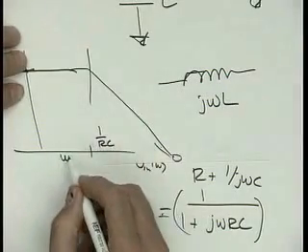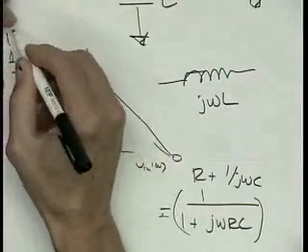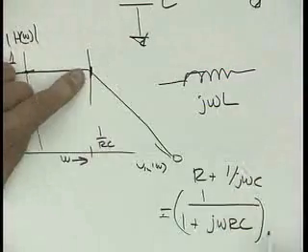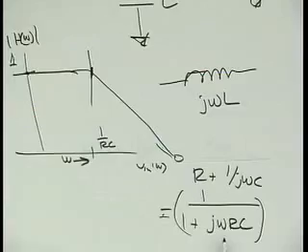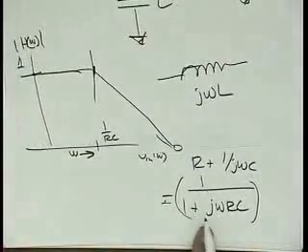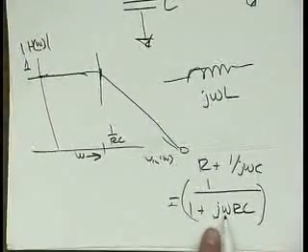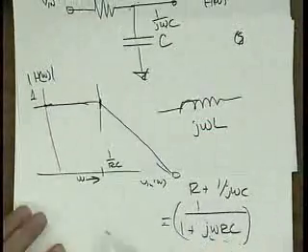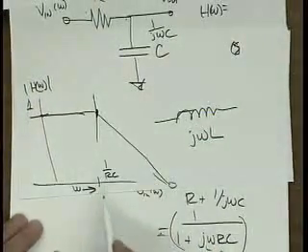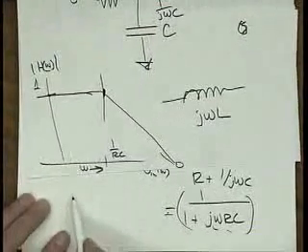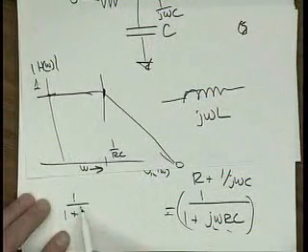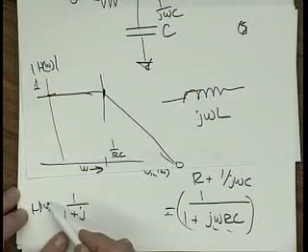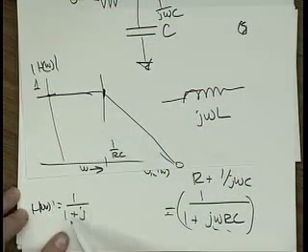RC, if this is omega, and this is the magnitude of H of omega, at the frequency where omega is 1 over RC, you can see what happens here. This becomes 1 over 1 plus j, because omega becomes 1 over RC, so these two things cancel out. At that frequency, 1 over RC, we end up with 1 over 1 plus j, and that's what H of omega is. So this has the phase shift in it as well.